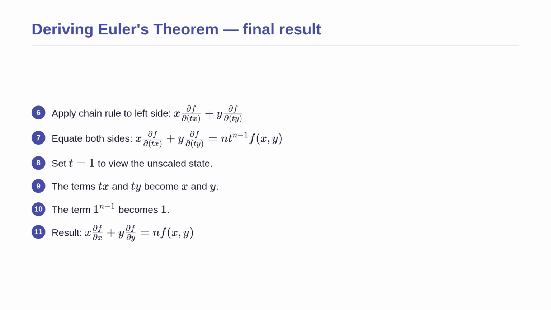Because we want a relationship for our original variables without any scaling factor cluttering the equation, we simply choose to set t equal to 1. This means we are looking at the function in its original, unscaled state. All the complex scaling factors completely vanish, and we arrive exactly at Euler's theorem. This elegant relationship is a direct, logical consequence of how homogeneous functions scale.